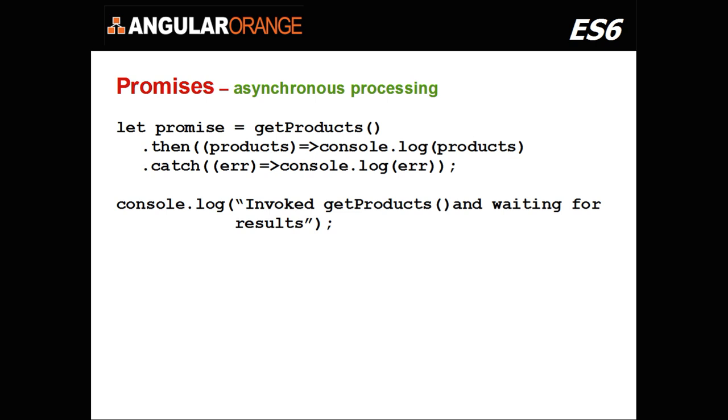So here's how you implement the asynchronous processing. You let promise equal getProducts. At that point, you're logging something right after that, invoke getProducts and waiting for results. That will get logged immediately afterwards. But meanwhile, the promise getProducts has invoked an asynchronous call. And when the result comes back, the products will come back and you're going to log them, or an error will come back and log it.